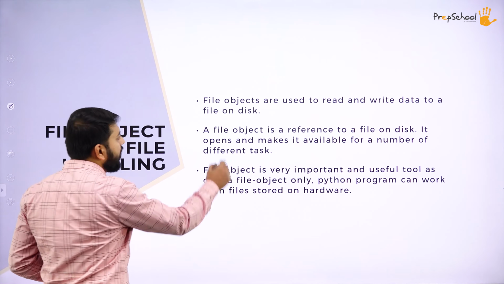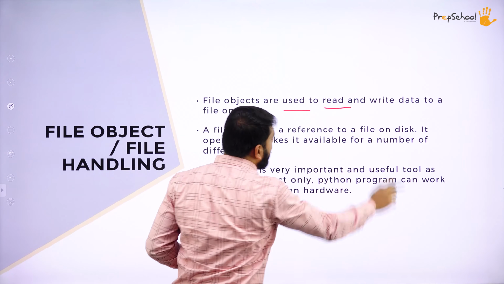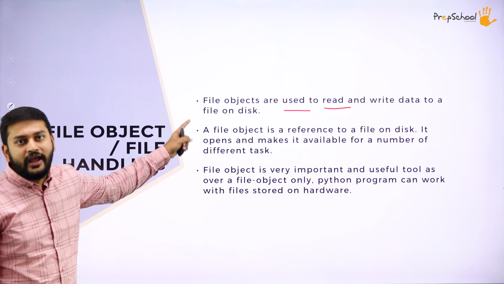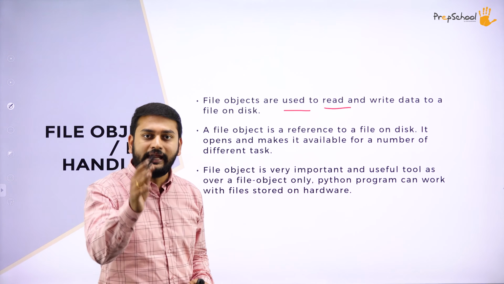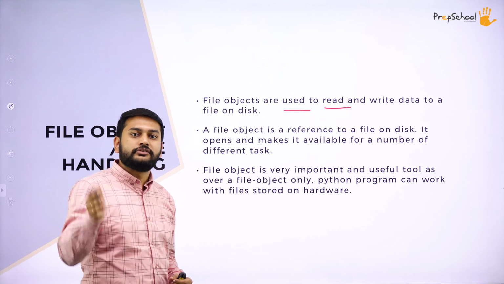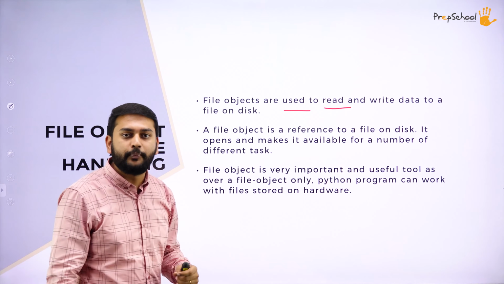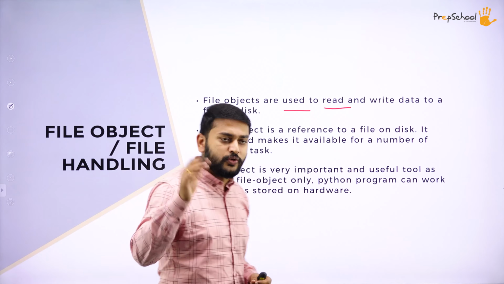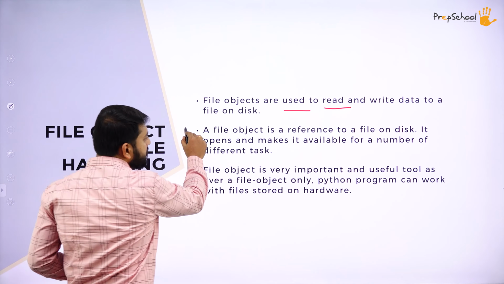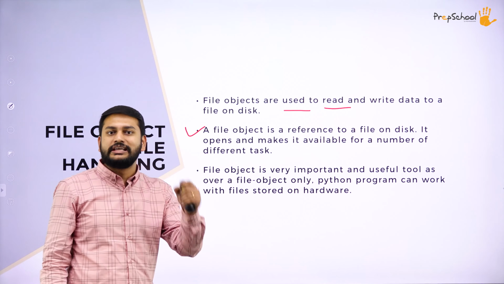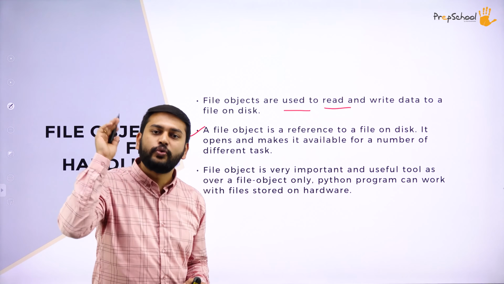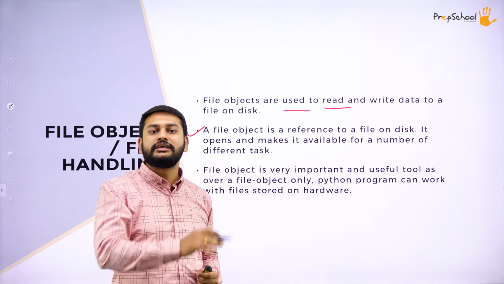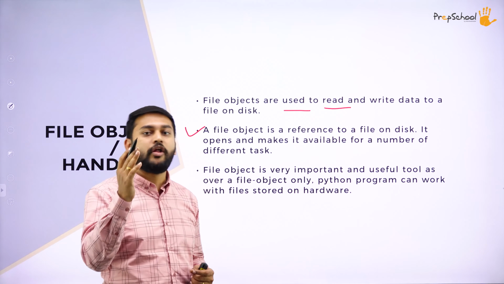So let us understand, file objects are used to read and write data to a file on disk. So using the file object, I can read or write data which is on the disk. That is the first important point that you should remember. What is the second point? File object is a reference to a file on the disk, as I told you already. It creates the reference to a file which is there on the disk, is what I would like to explain to all of you.